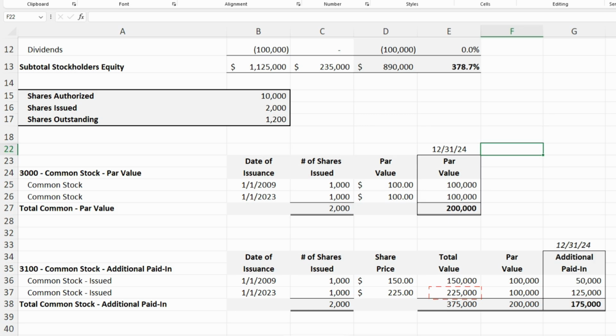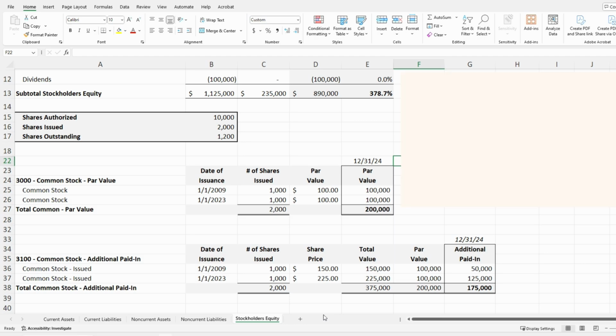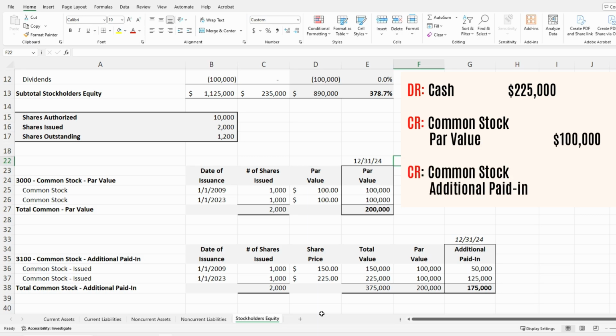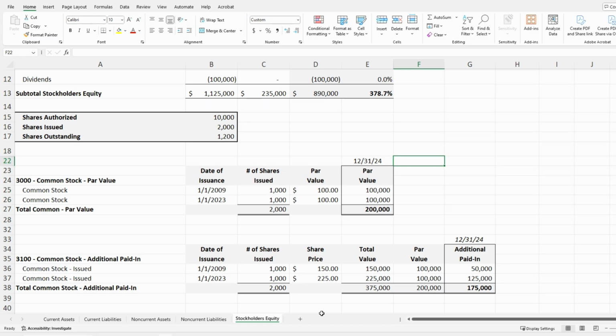The par value still $100,000 for 1,000 shares, but the additional paid in capital now is $125,000, the difference between the par value. The share price went up, we raised more money, and the difference is put in additional paid in capital. So my journal entry in this situation is going to be debit cash, credit common stock par value $100,000, credit additional paid in capital for $125,000. So as the price goes up when you're issuing shares, the more you're going to have an additional paid in capital. Par value of stock is going to remain the same.